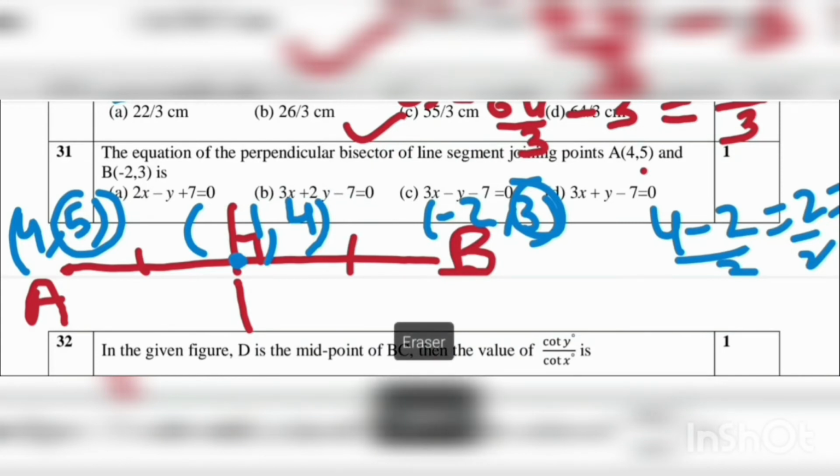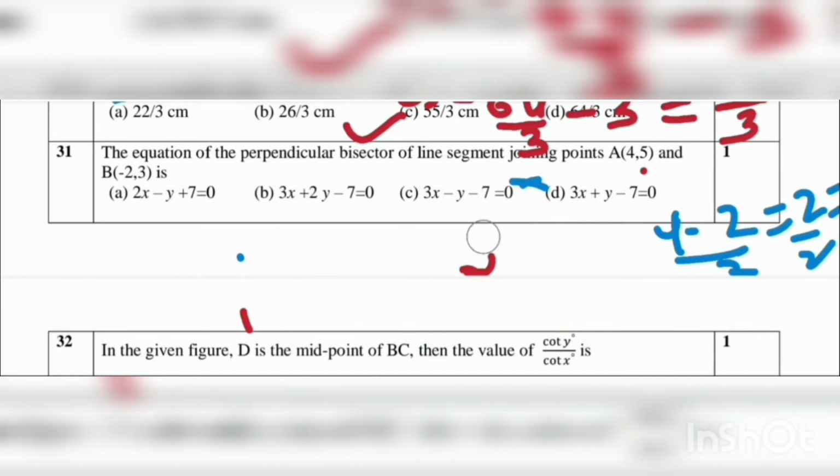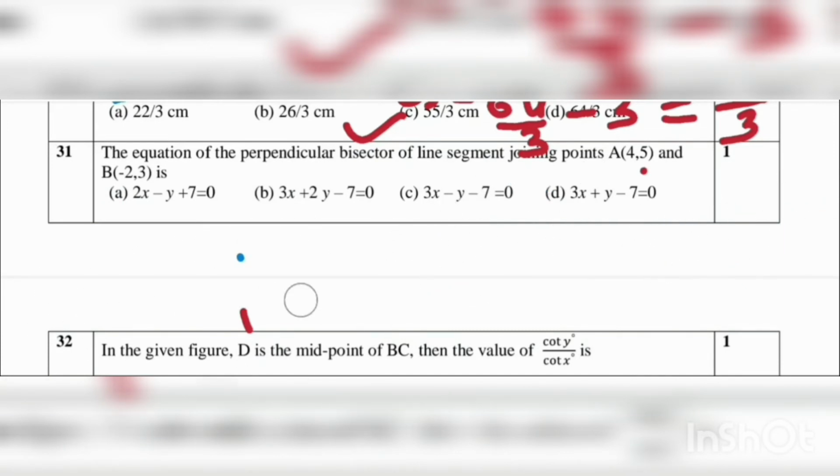Now let's look at various options. We know the coordinates of midpoint. We have just calculated 1, 4. Now let us see which equation satisfies this value. If I put 1 and 4 here, it will not satisfy. You can try in different equations.